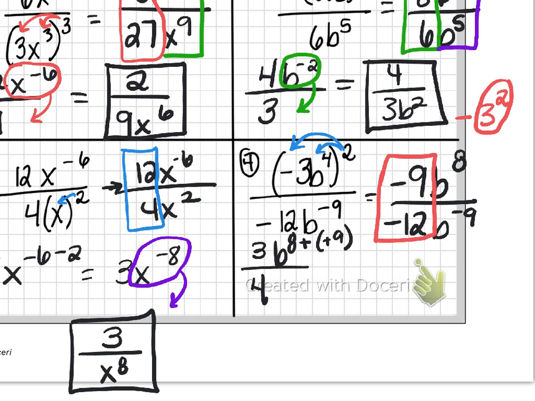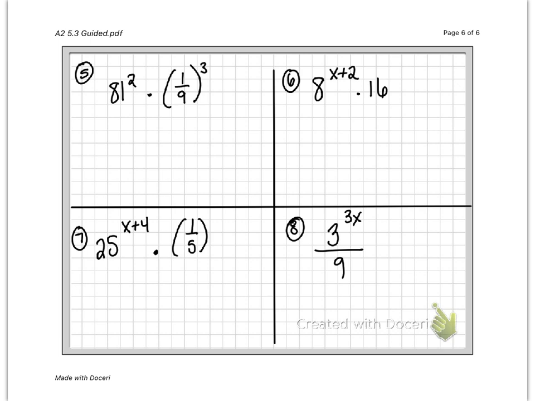Okay, so we get 3b to the 17th over 4, and that is our simplified answer. Remember, what was the key when we were trying to solve exponential expressions? What did we have to get the same before we could solve for x? The bases. We also can simplify further if we have the same bases using our exponent rules.